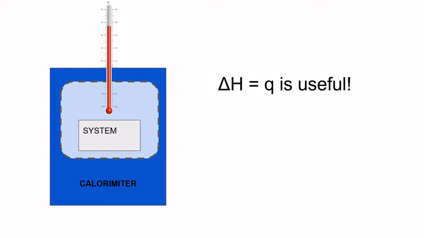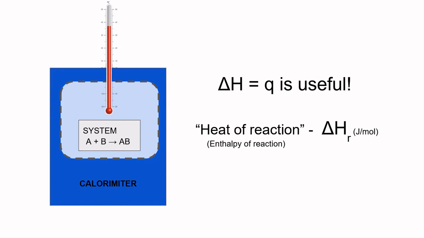Now, say in this system that you're considering only a chemical reaction is occurring. Then what you have is what we call the heat of reaction, or the enthalpy of reaction, delta H sub R, and this is measured in joules per mole of product. And what the heat of reaction tells us is how much heat is drawn into the system in order to supply energy to create the chemical bonds in the product, or how much heat is released from the system as the chemical bonds are broken from the reactants and reconfigured into the bonds that form the products.